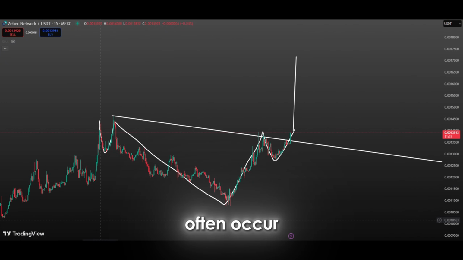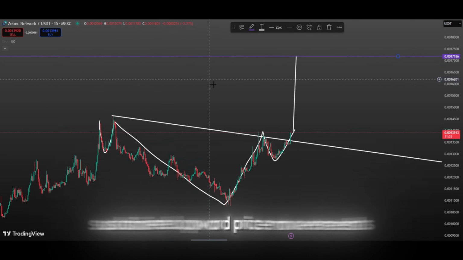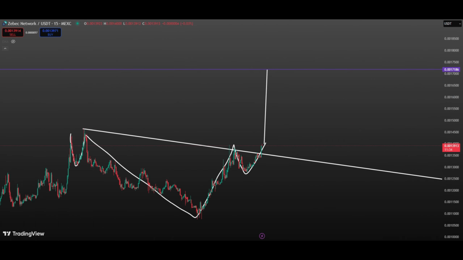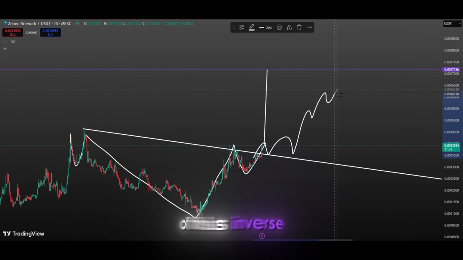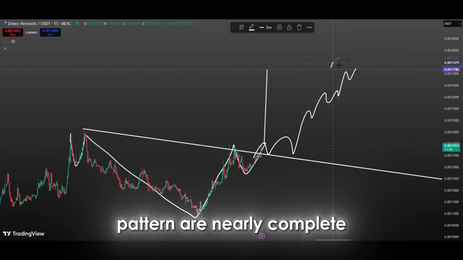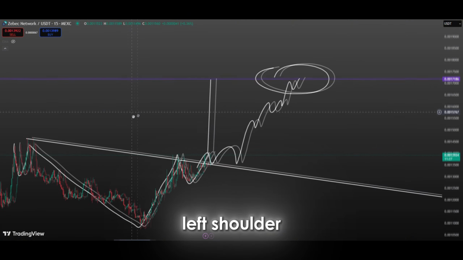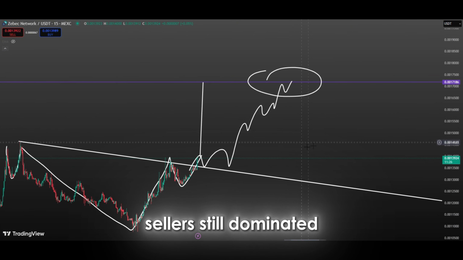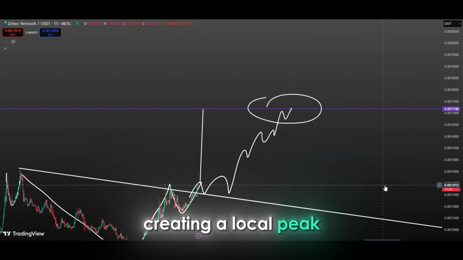Patterns like this often occur after prolonged downtrends and can frequently be a precursor to sharp and sustained upward price movements. In the current situation, we can say that the three main components of this inverse head and shoulders, IH and S pattern, are nearly complete. First, the price clearly formed the left shoulder. At this stage, sellers still dominated the market, but the price showed a temporary recovery, creating a local peak.